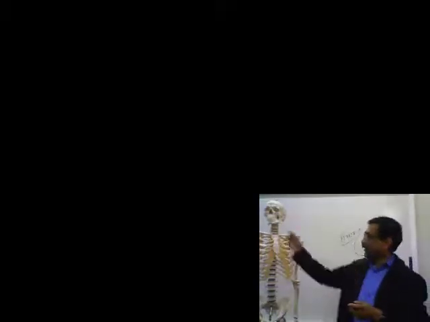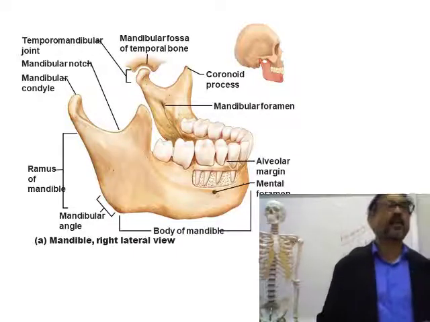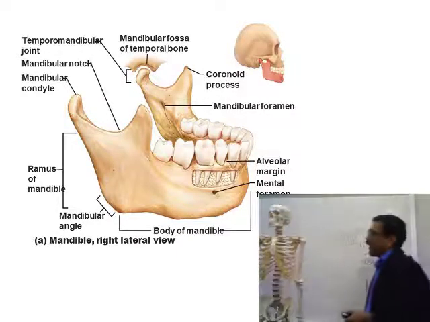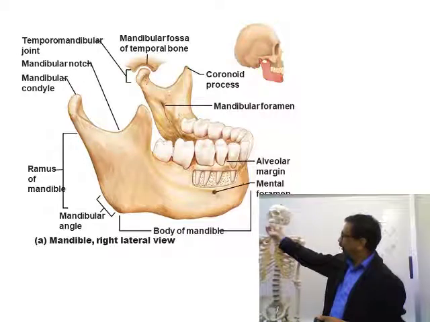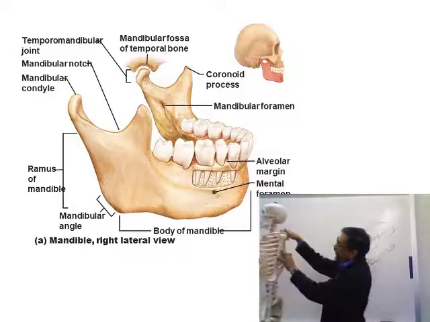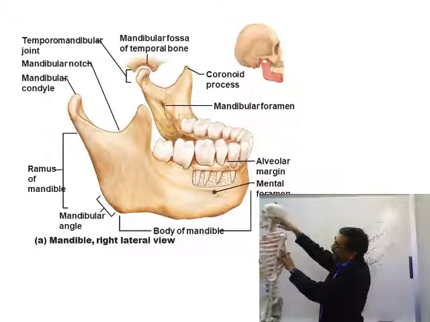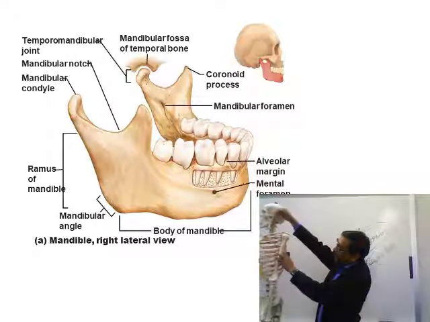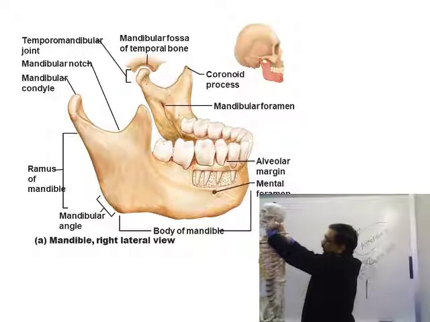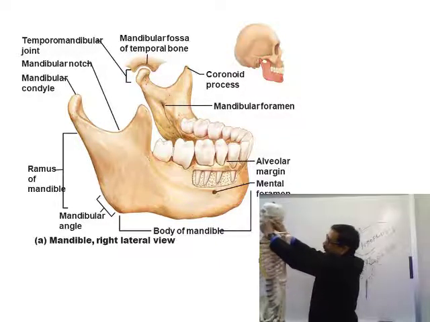Now mandible is the lower jaw bone. This is the strongest bone of the skull, and this is the only movable bone of the skull. So only this bone moves, and where it moves is at the temporomandibular joint. This is the temporal bone, this is the mandible. So this joint is the temporomandibular joint. You must remember in the temporal bone, I showed you the fossa. I can put my finger there. That's the mandibular fossa in the temporal bone. So the mandible goes there.